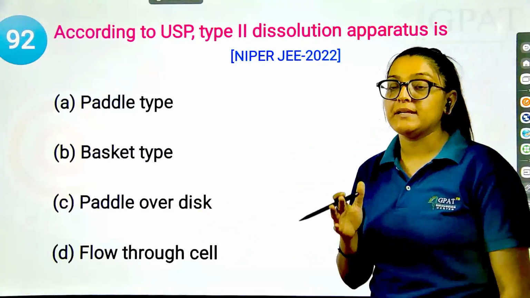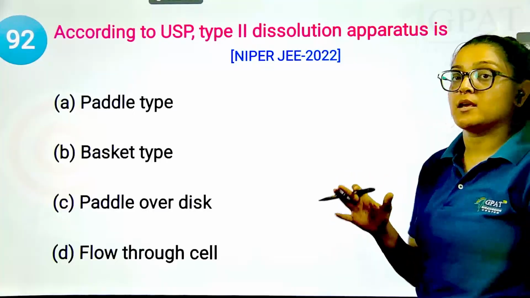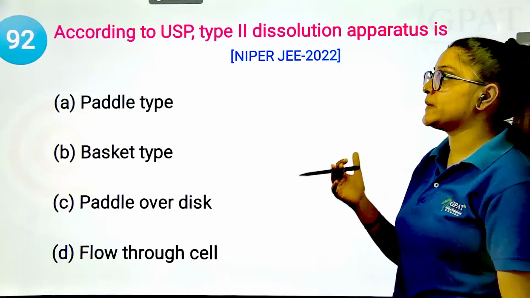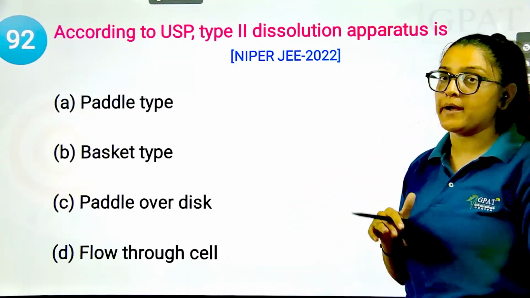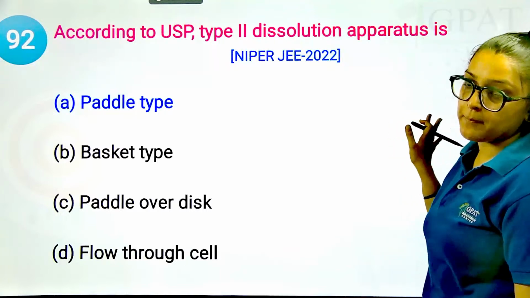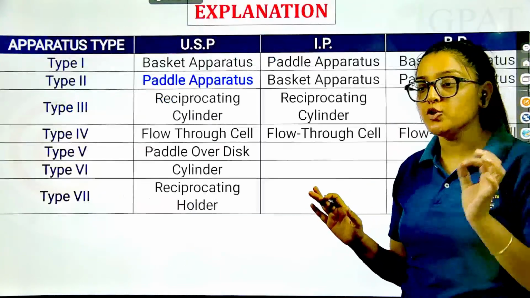According to USP, type 2 dissolution apparatus. So according to IP, it is paddle, basket. According to USP, it is basket and then paddle. So based on type 2, it is going to be the paddle apparatus based on the USP.